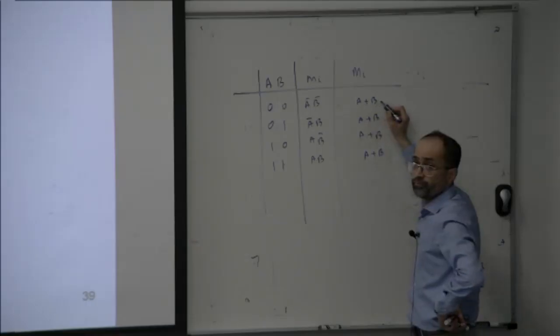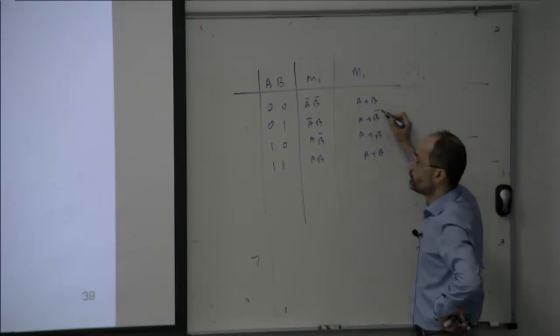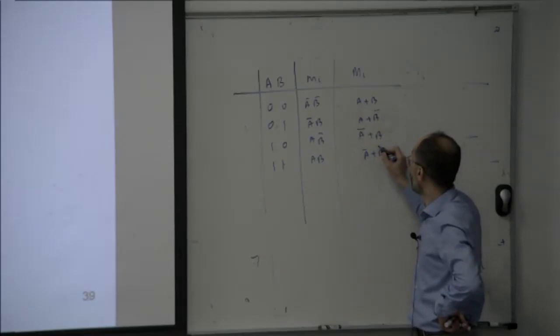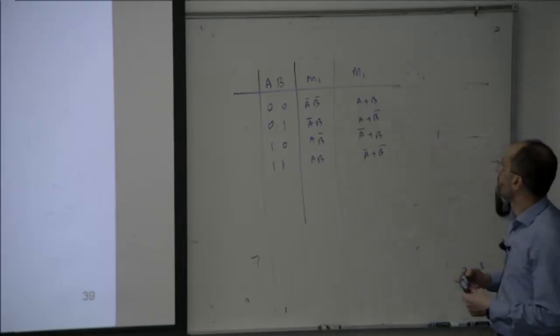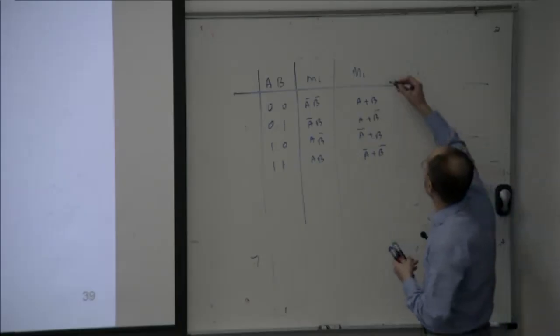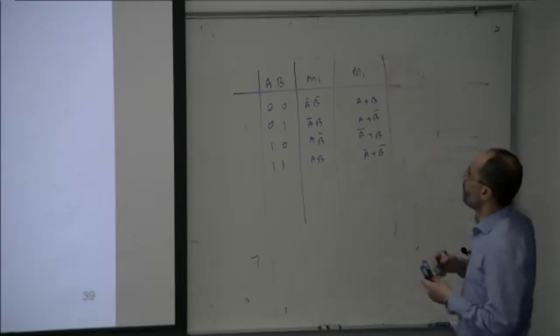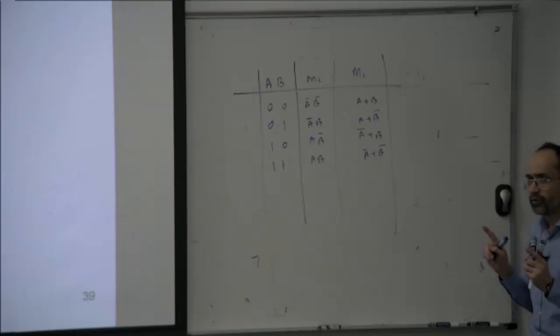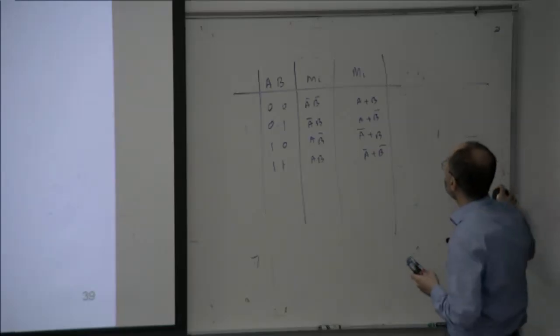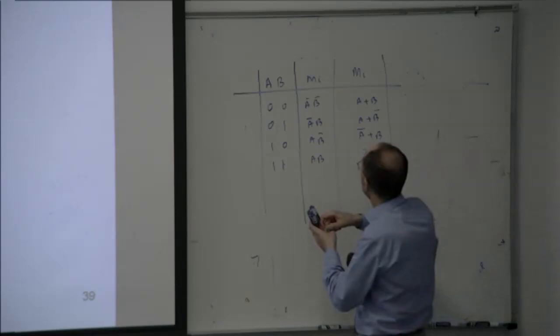Okay, 0 0, 0 1, 1 0, 1 1. Got it? Okay, now please, how many combinations do we have? At least 4. Okay, now can we write, so now this, what is this?